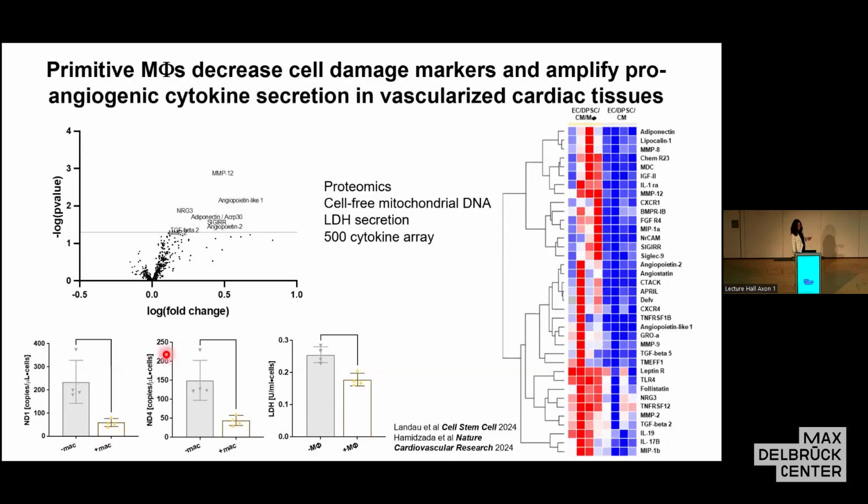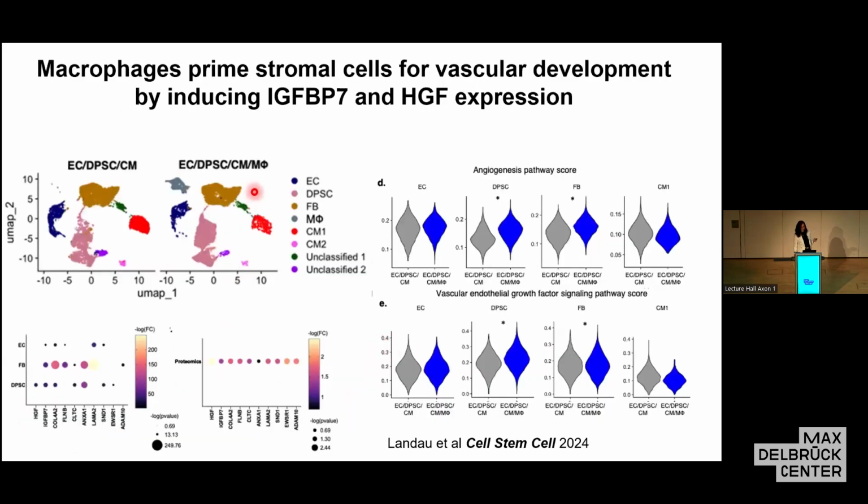So one of the big ways that macrophages help is they clean up the environment, right? They eat up all the free mitochondrial DNA and the cargo from the dying cells. Keep in mind, this is not a happy environment. You start from isolated cells, but they also have a direct effect on angiogenesis.